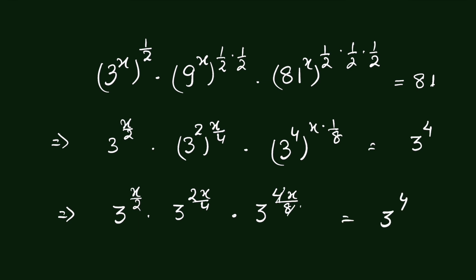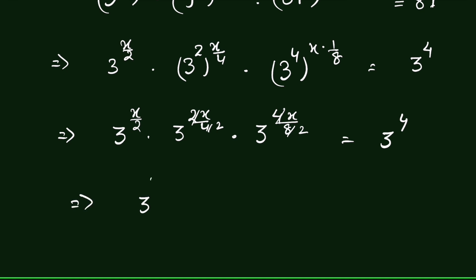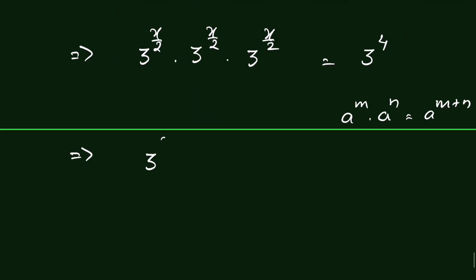Now 4 times 2 is 8, 2 times 2 is 4. So we have 3 to the power x upon 2 times 3 to the power x upon 2 times 3 to the power x upon 2 is equal to 3 to the power 4. Again there is an identity: a to the power m times a to the power n is equal to a to the power m plus n. Therefore this will be 3 to the power x upon 2 plus x upon 2 plus x upon 2 is equal to 3 to the power 4.